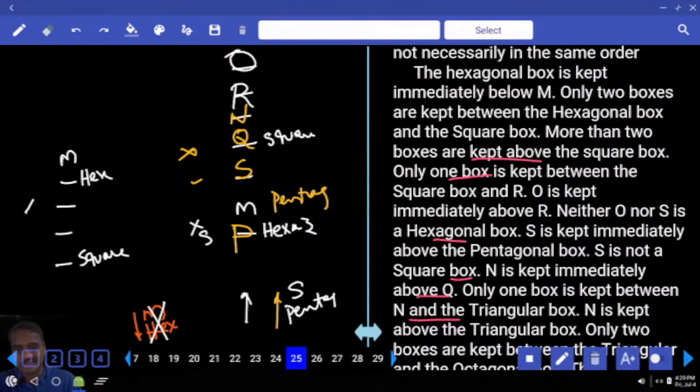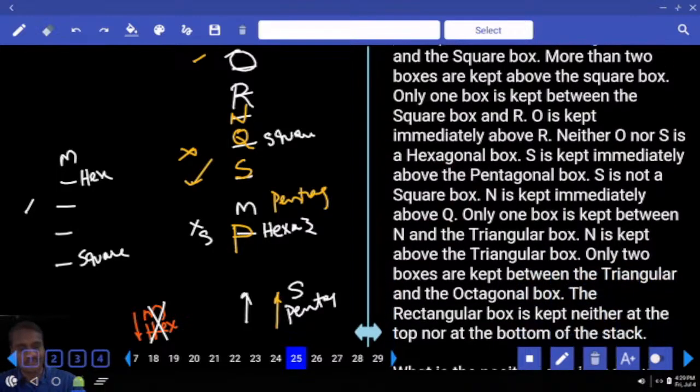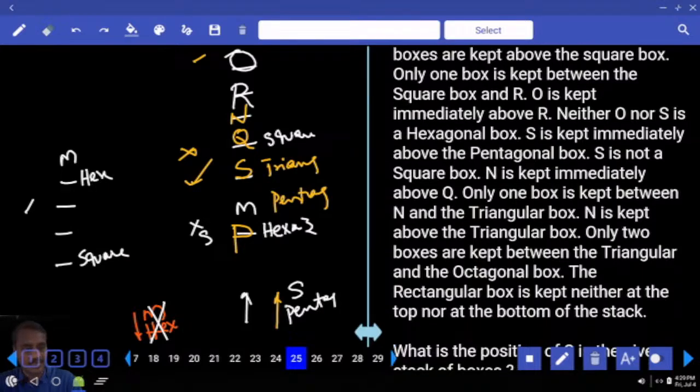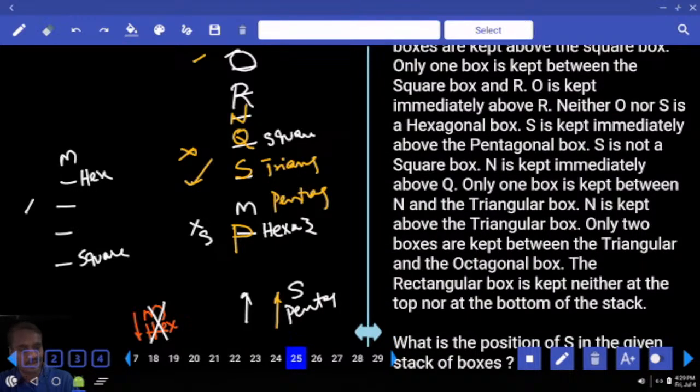Now between N and triangle, there must be exactly one, and two possibilities, O or S. Either this can be triangular or this can be triangular. And N is kept above triangular box, then S must be triangular. And only two between triangular and octagonal. Between triangle and octagonal, there must be exactly two. Octagonal is here. Then we are left with 2.